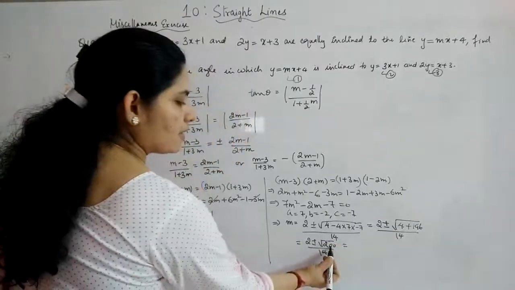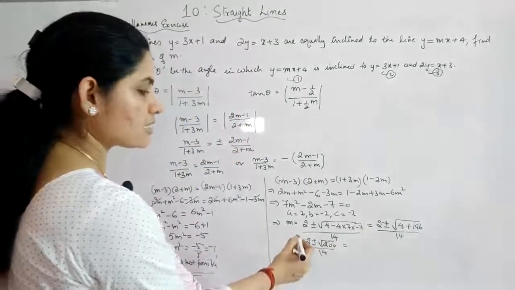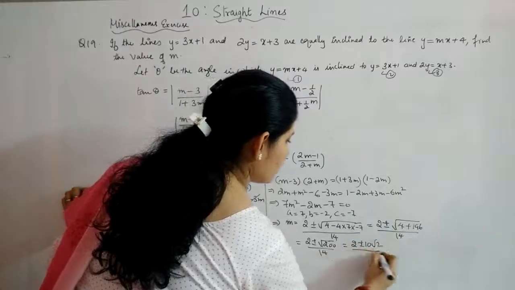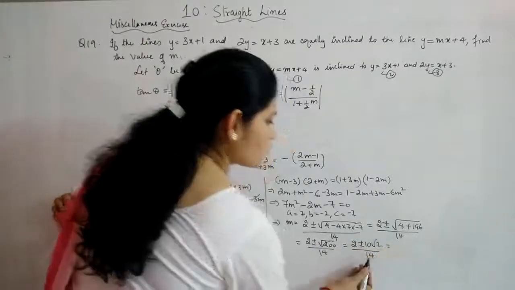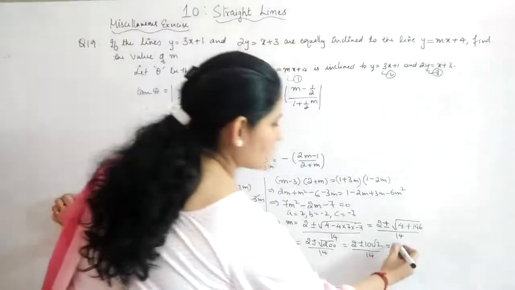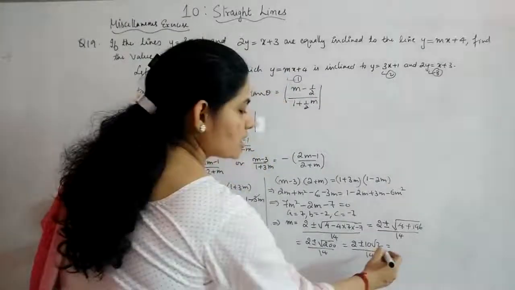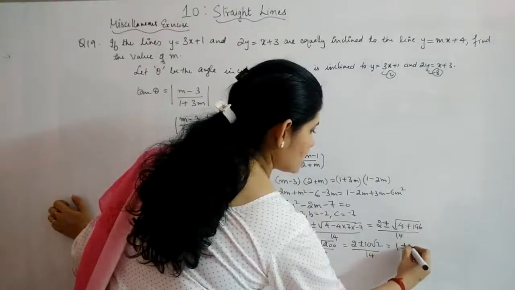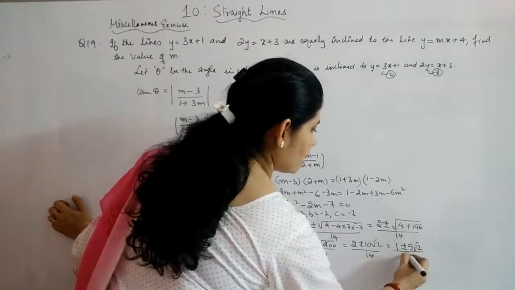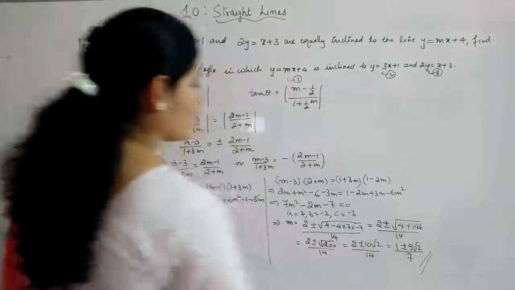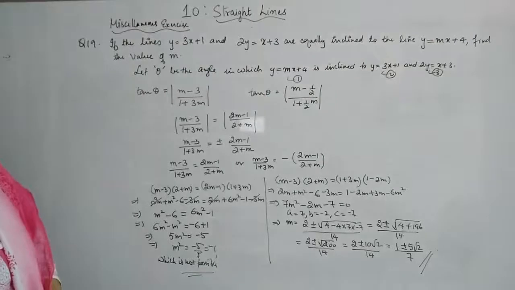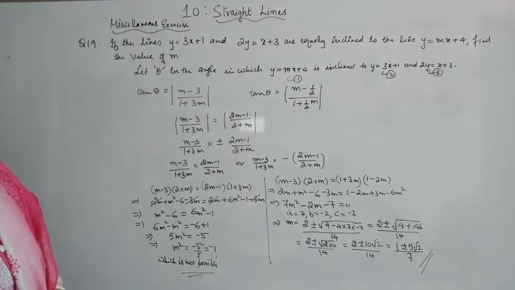Now from 100 you can take out, so you will get 10 outside. So 2 plus or minus 10 root 2 by 14, or 2 can be taken out, and it is cancelled with the denominator, so the denominator becomes 7. Numerator will become 1 plus or minus 5 root 2. So this is the value of m which you can take. This one is not possible. Okay. So m is (1 plus or minus 5 root 2) by 7.